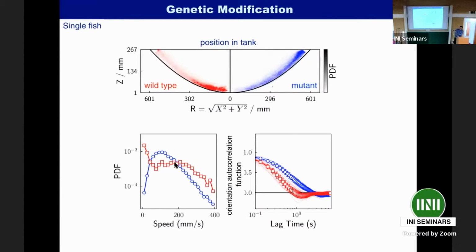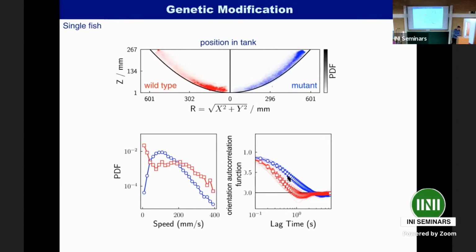But perhaps the thing I'd like to emphasize to you here is the speed. The wild types seem to have a bidispersed speed distribution. Sometimes they're basically stopped. But they also have a peak here where they're going very quickly, at 200 kilometers a second. For the mutants, they just have a single distribution.